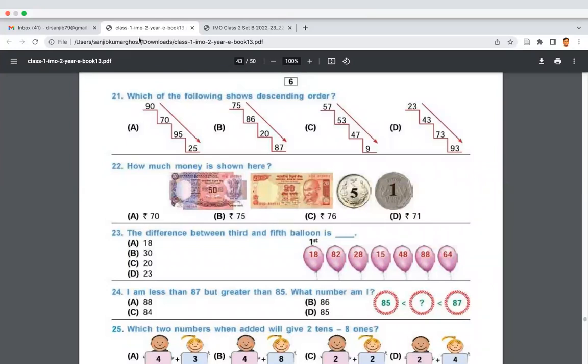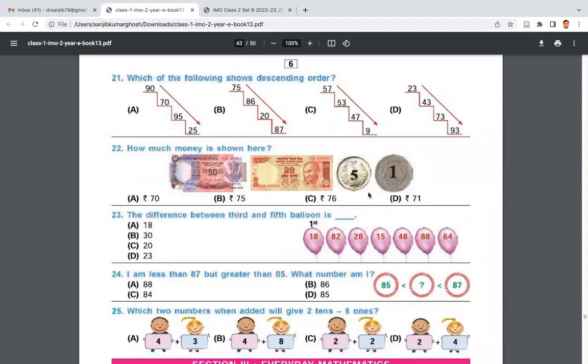Ma'am, option C is correct. Explain. How is option C correct? Because A is not following the correct order, since 1970 is in the middle of the greater than 1900. So this is not correct.